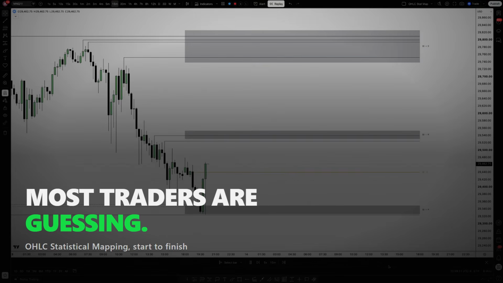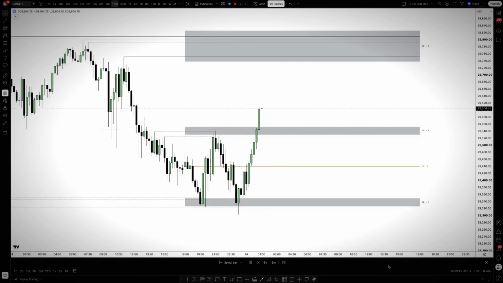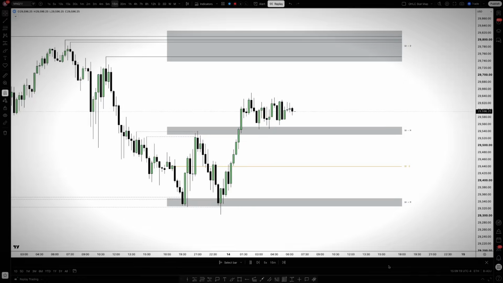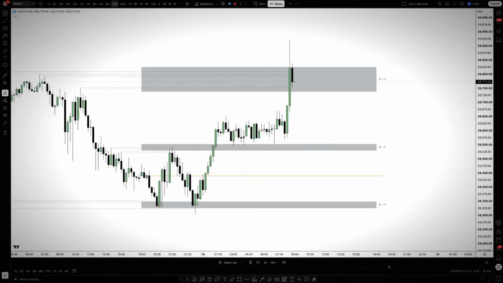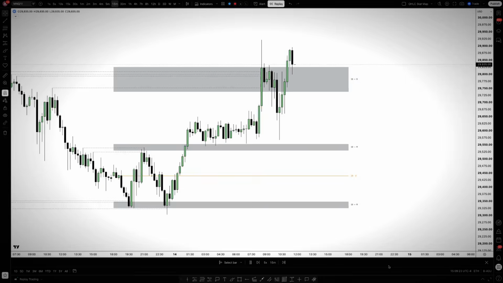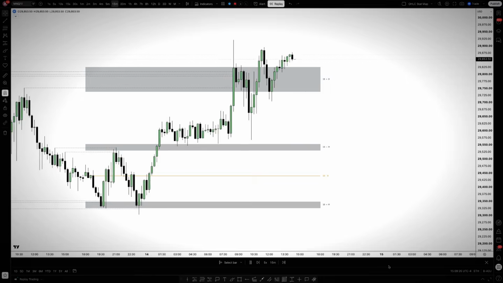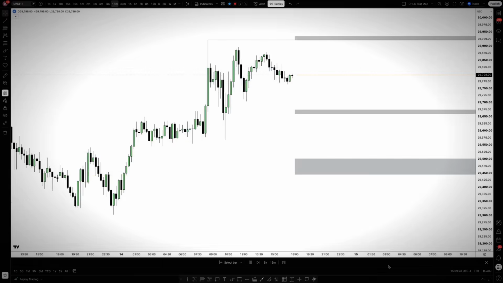Every ICT trader knows the theory: manipulation against the open, distribution away from it, delivery in time. But here's the problem. Most traders are applying that theory subjectively. They're eyeballing wicks, they're guessing when a session is probably done manipulating, they're trading a narrative built on vibes and not data. We want to end that today.